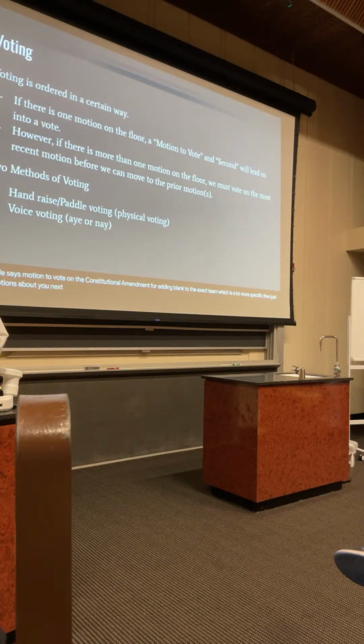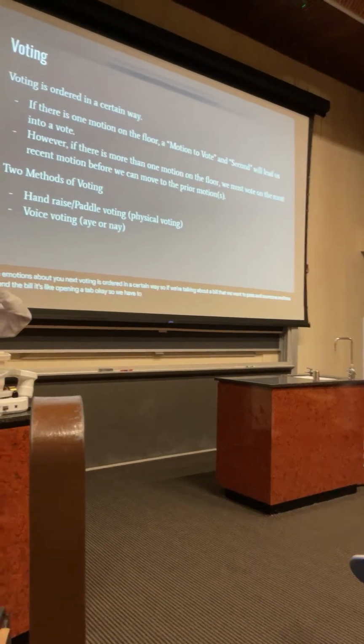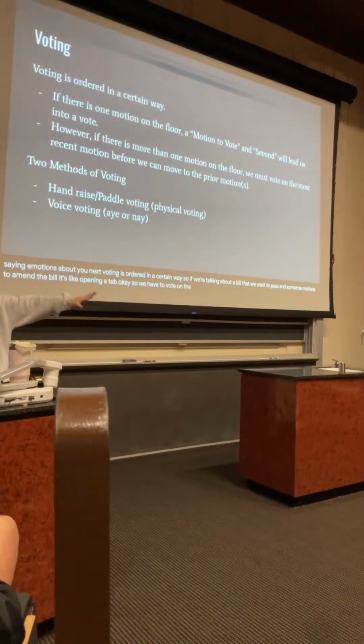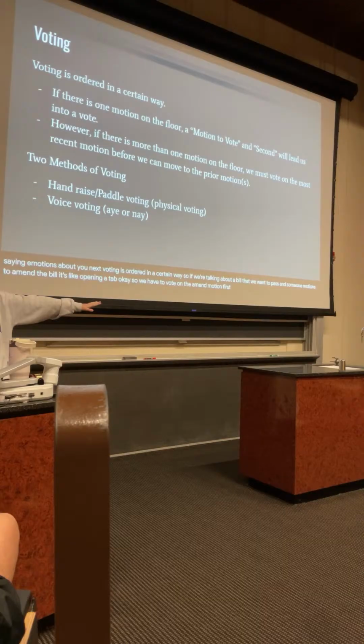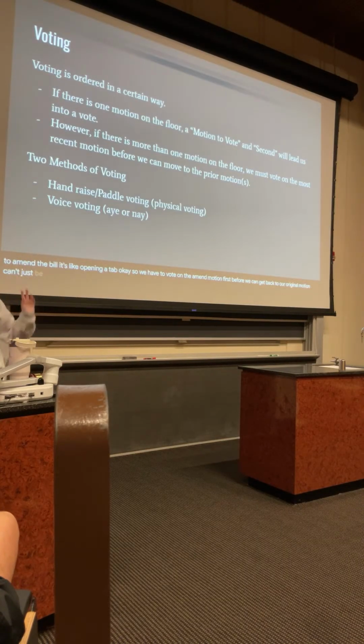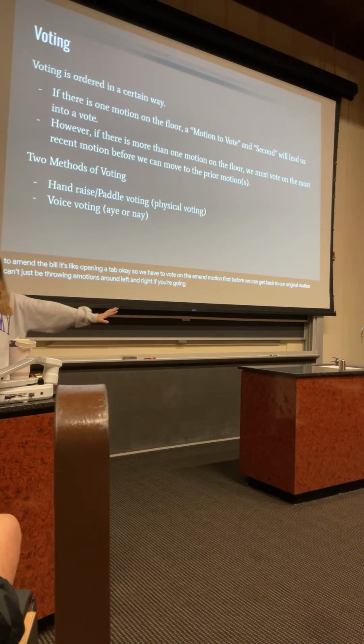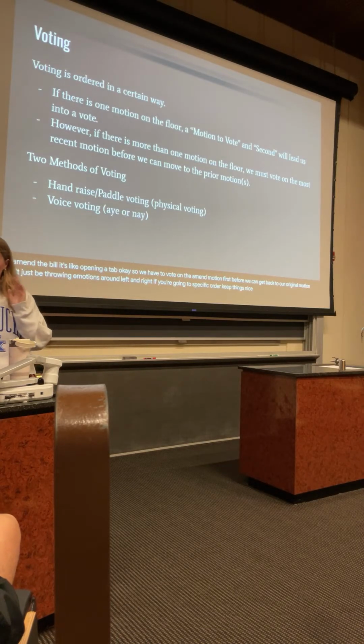Next, voting is ordered in a certain way. So if we're talking about a bill that we want to pass and someone motions to amend the bill, it's like opening a tab, okay? So we have to vote on the amend motion first before we can get back to our original motion. So we can't just be throwing motions around left and right. We have to go to a specific order, keep things nice and tidy and clean.